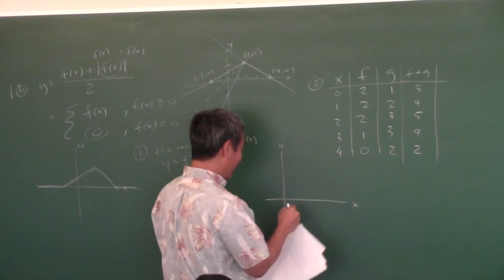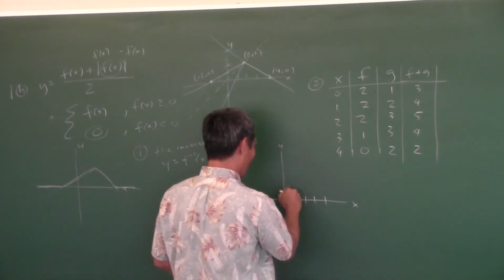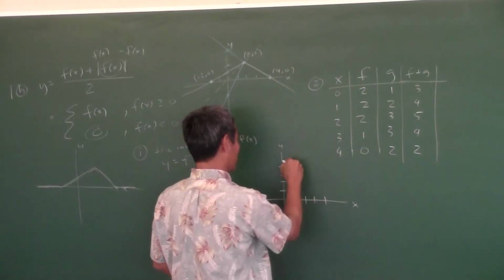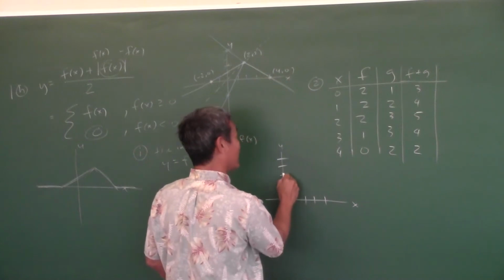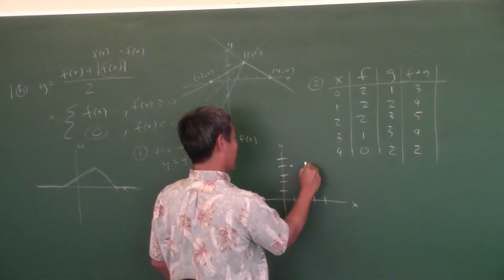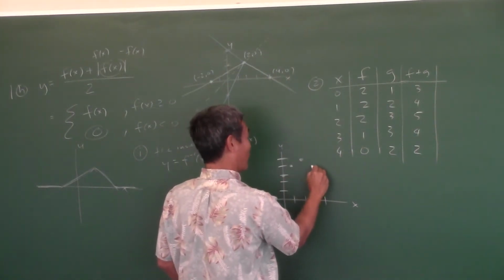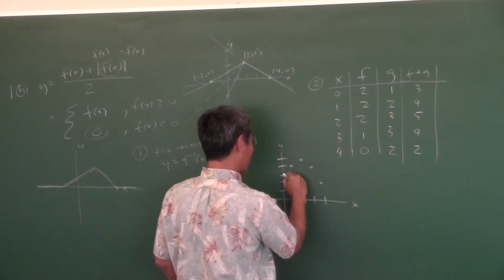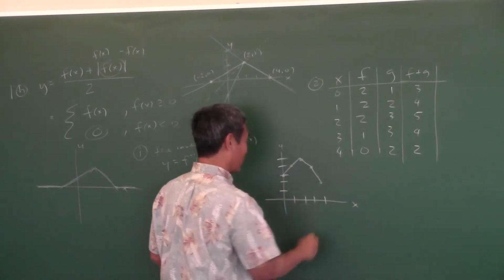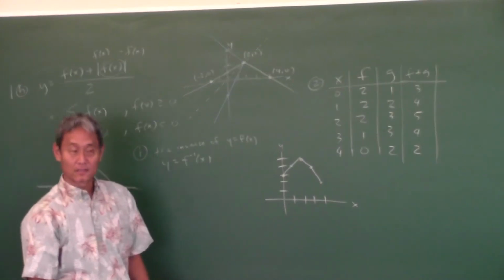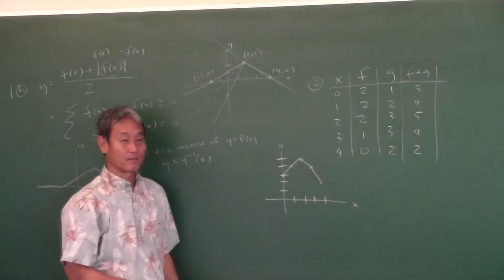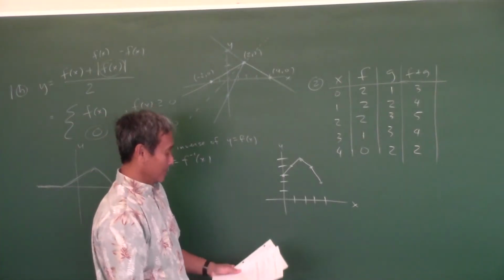Here, I'm doing 1a for you. We need 5 on the axis. So 3, 4, 5, 4, 2, and you just connect the dots like that. That's why you make a chart like that. It makes life so much easier.